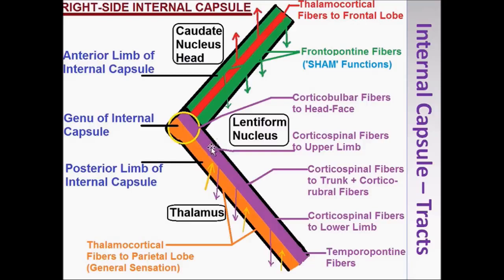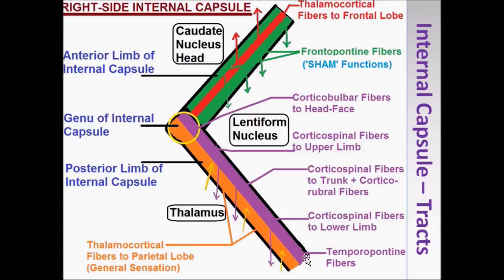The fibers in the anterior part of the lateral portion of the posterior limb of the internal capsule are the corticospinal fibers to the upper limb. Here, the fibers are the corticospinal tract fibers to the trunk, and it also carries the corticorubral fibers, that is from the cortex to the red nucleus of the midbrain. Going further posteriorly, these are the corticospinal tract fibers which go to the lower motor neurons of the lower limb. And finally, at the posteriormost tip, we have a special type of fibers which come from the temporal lobe to the pontine nuclei.